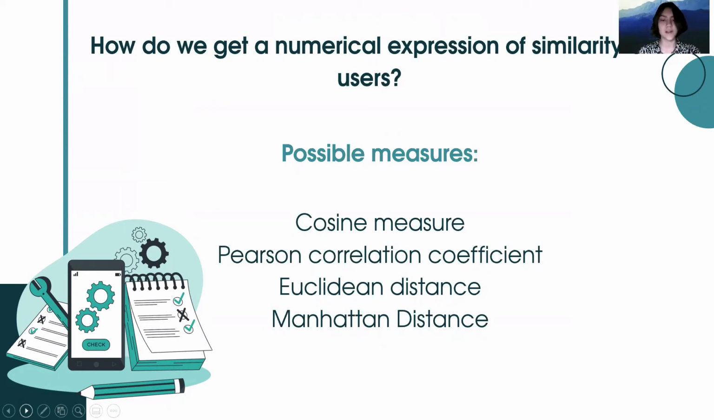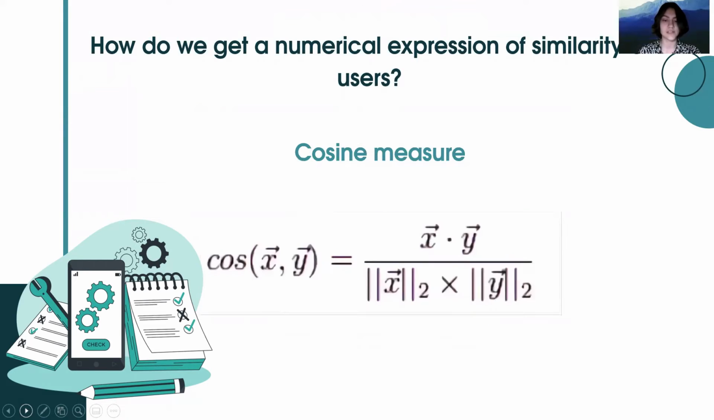Cosine measure, Pearson correlation coefficient, Euclidean distance, Manhattan distance, and more. We will focus on the cosine measure for two vectors as the cosine of the angle between them. On the next slide, we can see the cosine of the angle between two vectors, which is the scalar product divided by the length of each of the two vectors.